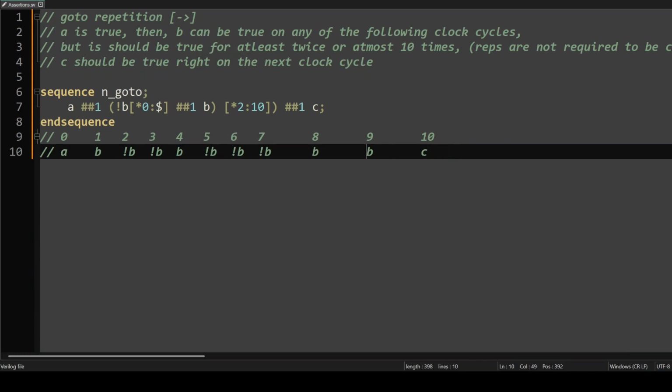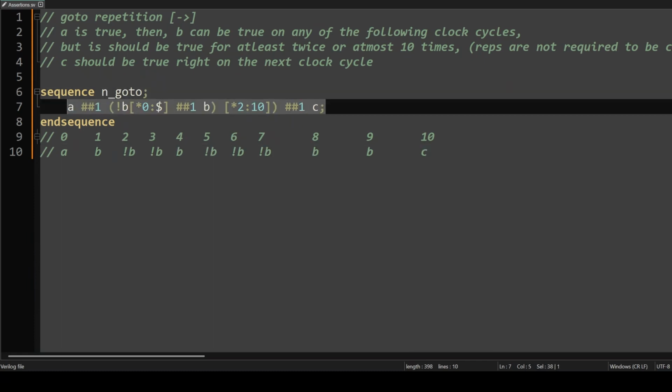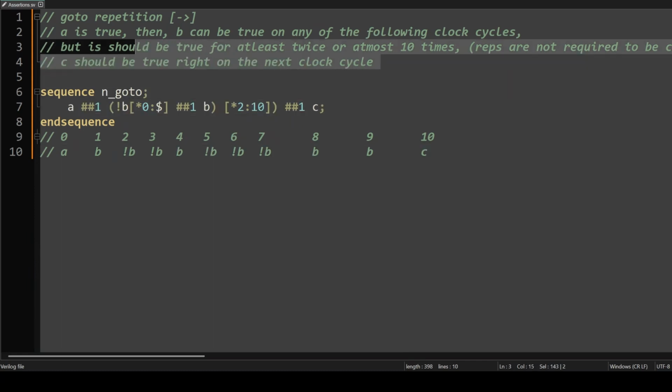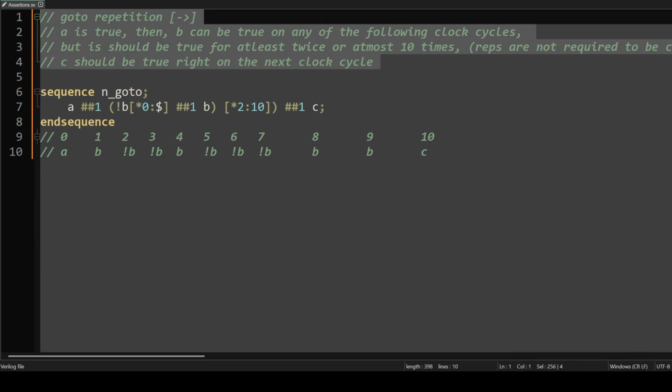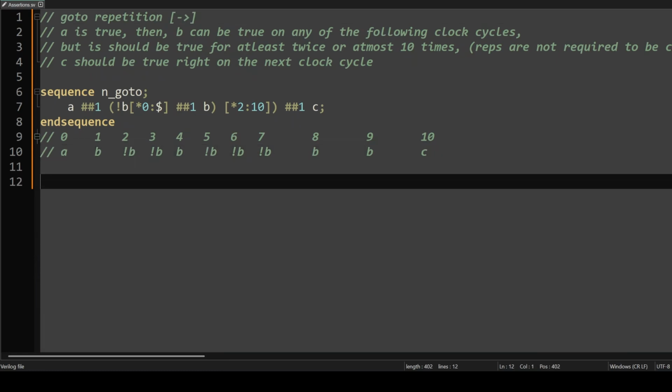So this is how complicated the sequence is that you have to think about and write when you get this type of requirement for your test bench. But what if I tell you that using a simple goto repetition, you can do it with few words, and it will significantly minimize the sequence. So let's write another sequence, and this time let's write it with goto repetition.